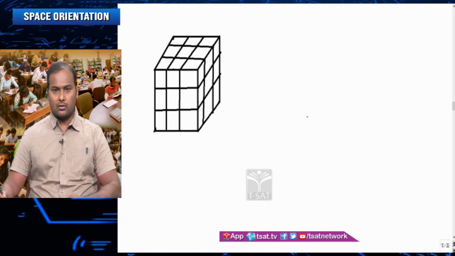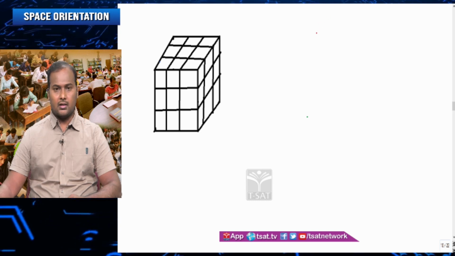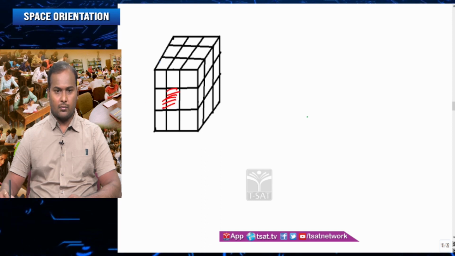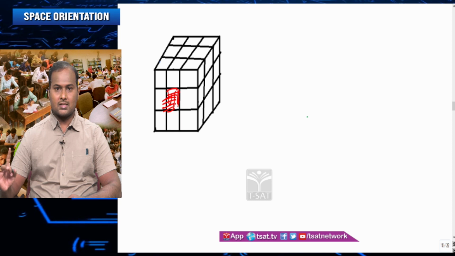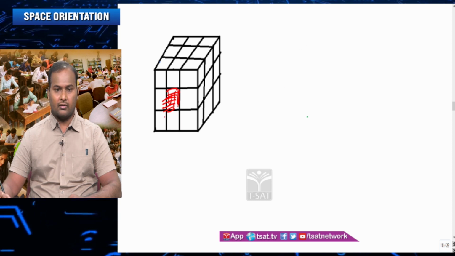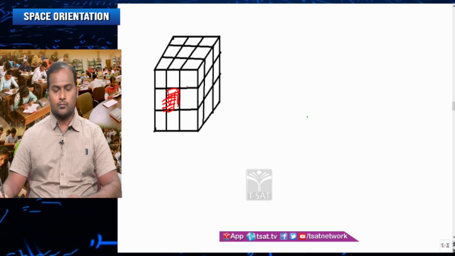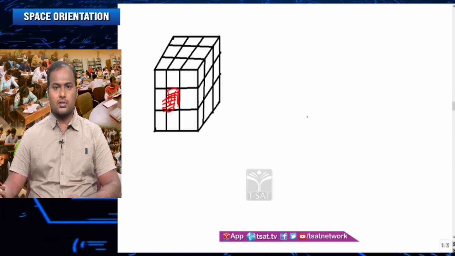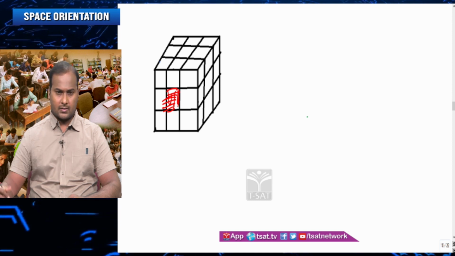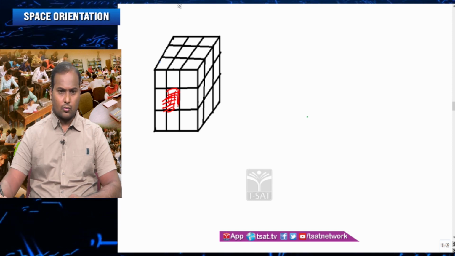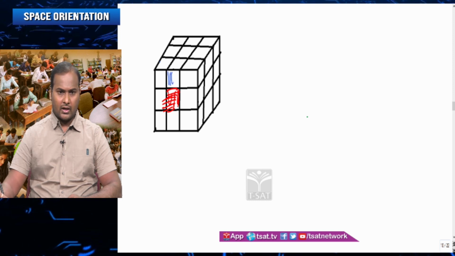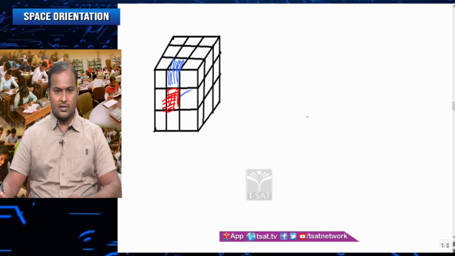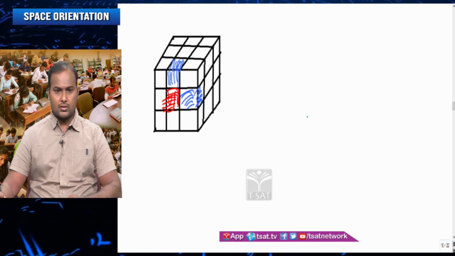Always remember that one side paint is always possible only at the center. See here, this is the cube, and at the center we always have only one side paint. Now, where is the two side paint present? Always on the edges. For example, two side paint one: you see this one, this is on the edge, so this is a two side paint cube. In the same way, this is on the edge, so this is also a two side paint cube.